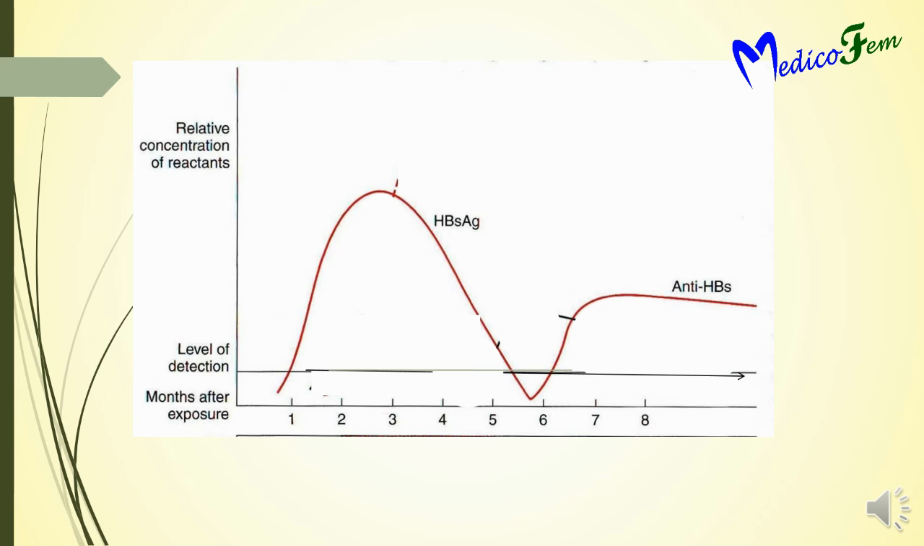In the x axis it shows the time interval from infection to the chronic state, and in the y axis it shows the level of serological marker, and this line shows the detectable level of virus marker. The first antigen to appear in the blood is hepatitis B surface antigen. Once anti-HBs antibody appears in the blood, the surface antigen level goes down in the blood. The period between appearance of antibody against surface antigen and disappearance of the surface antigen in the blood is known as the window period in hepatitis B virus infection.